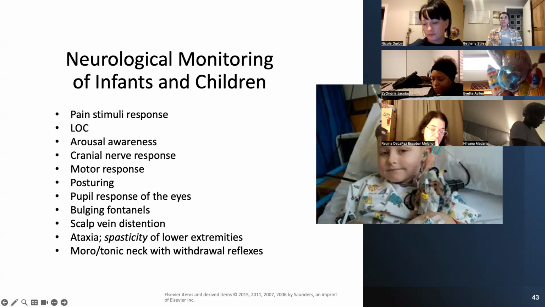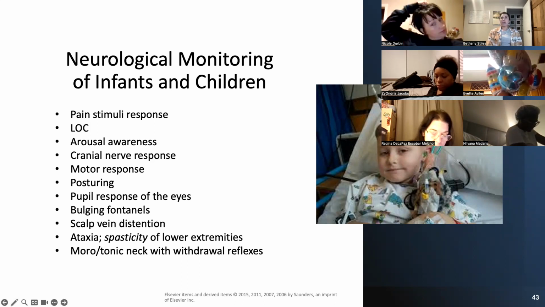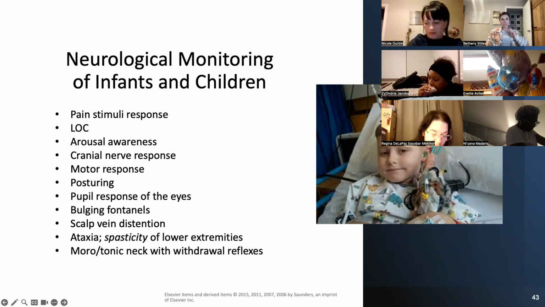assessing their fontanelles. So bulging fontanelles are going to be an indication of increased intracranial pressure. Scalp vein distension is going to tell us that we have increased blood flow to our brain. Ataxia is spasticity of our lower extremities. And then that Moro or tonic neck with withdrawal reflexes. So those are all things that we're looking for.